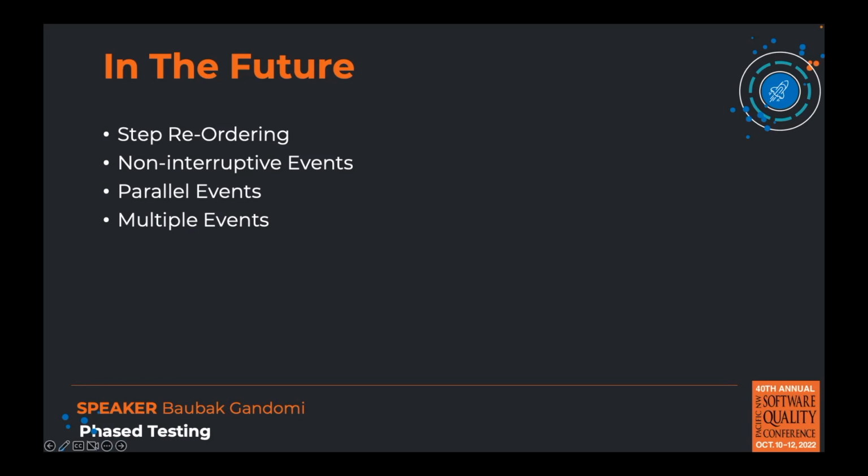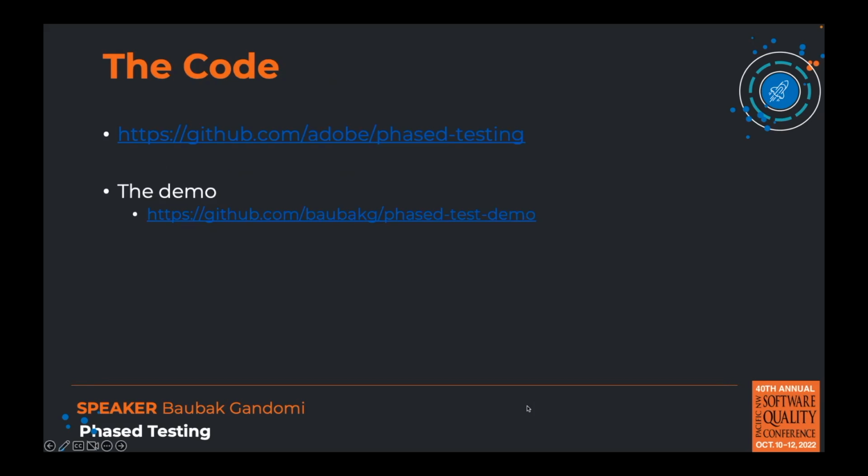You can access what I've presented here; the code is public domain. It's within the Adobe organization of GitHub, under phase testing. You'll find the link to it in the article as well. The demo is on my personal space on GitHub as well. I've documented how you can execute it and what it looks like. It has a little bit more details in the README. You can play around with it.